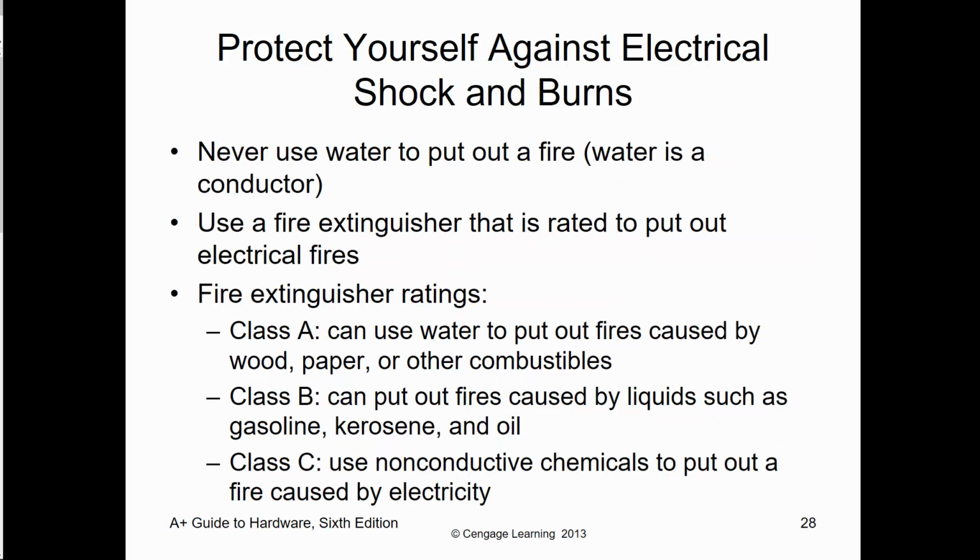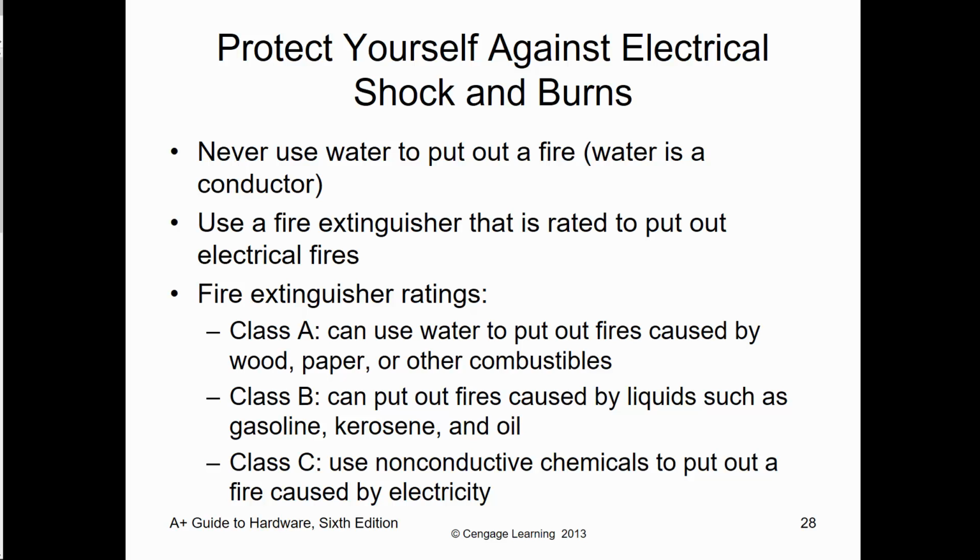So, now let's talk about fires. First of all, never use water to put out a fire. Water is a conductor. You've got to be careful with this one. It depends on the type of fire. Not all fires are the same. So we're going to look at three common classes, class A, B, and C.